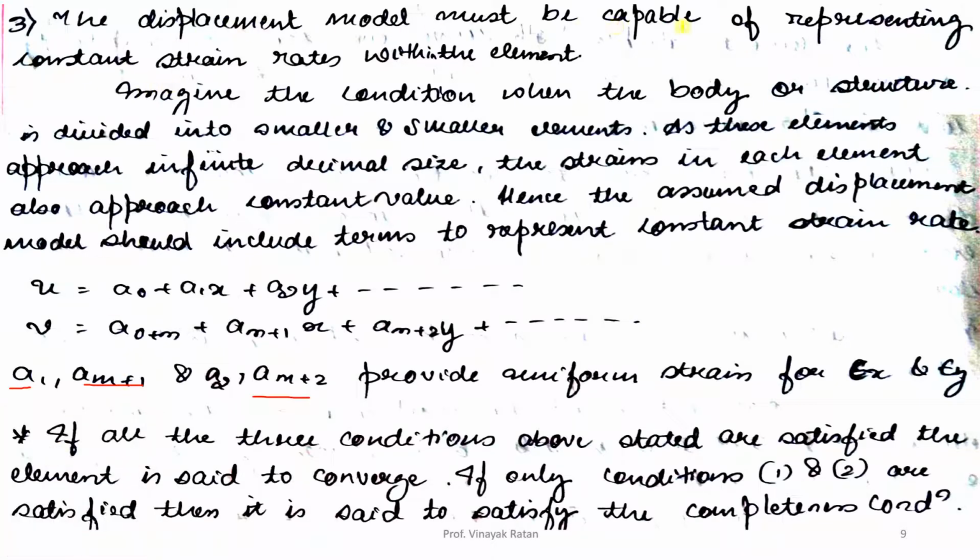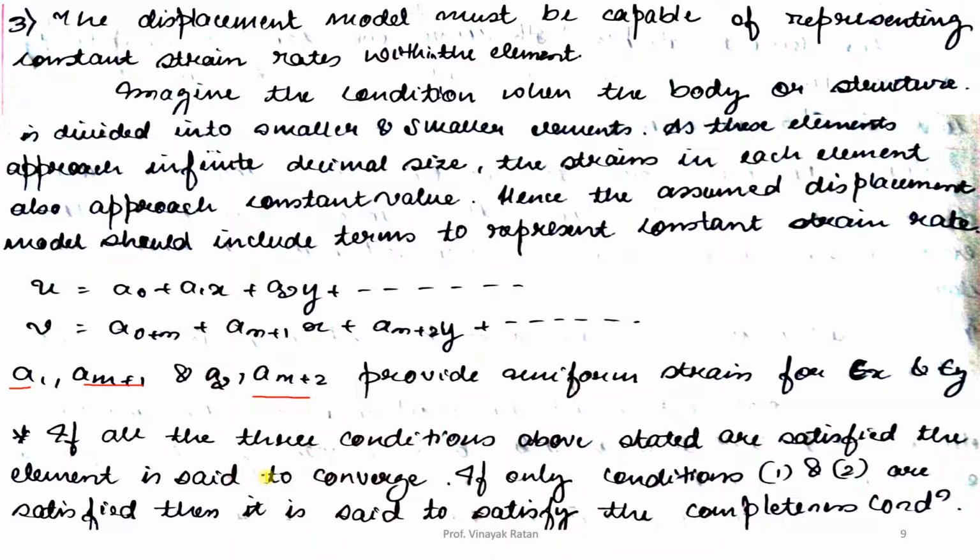So the displacement model must be capable of representing constant strain rates within the element. These are the three convergence requirements. First, your displacement model, or interpolation model, should be continuous. Second, it should give rigid body displacement, and third, it should give constant strain rates within the element. If all three conditions stated above are satisfied, your element is said to converge. Your solution will converge.